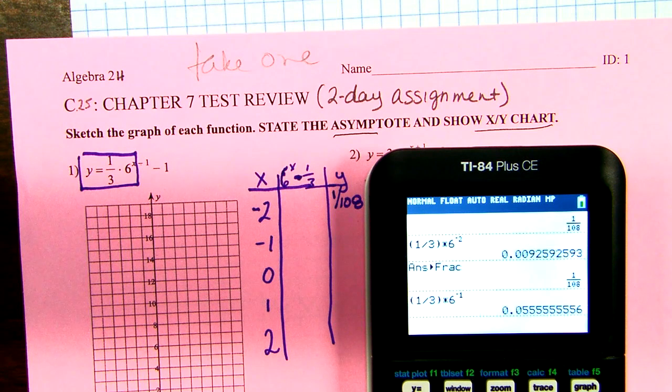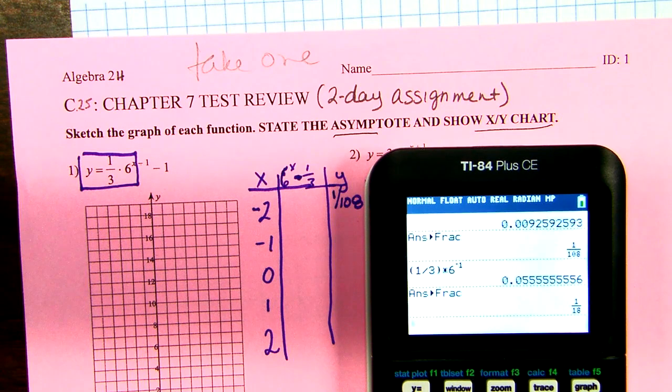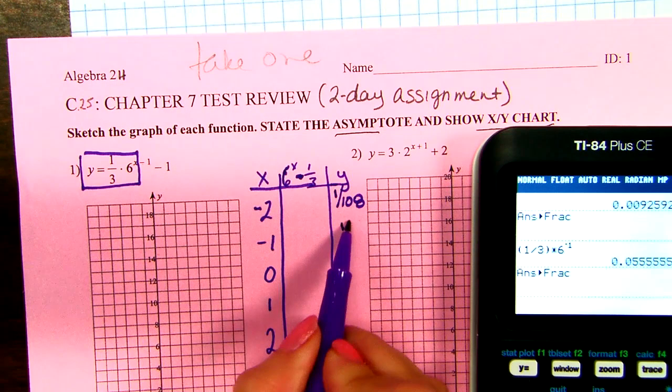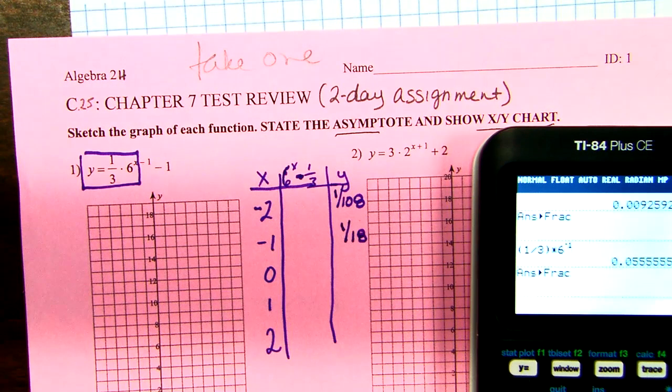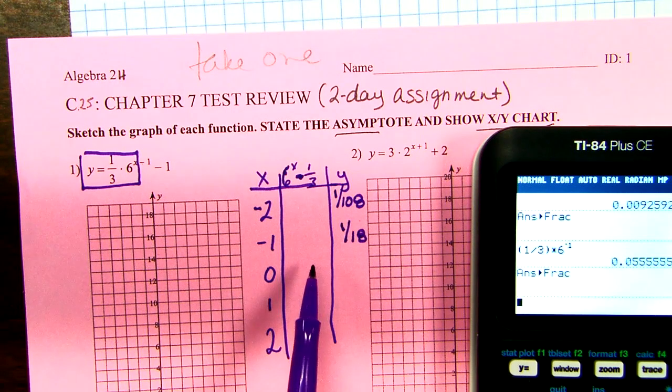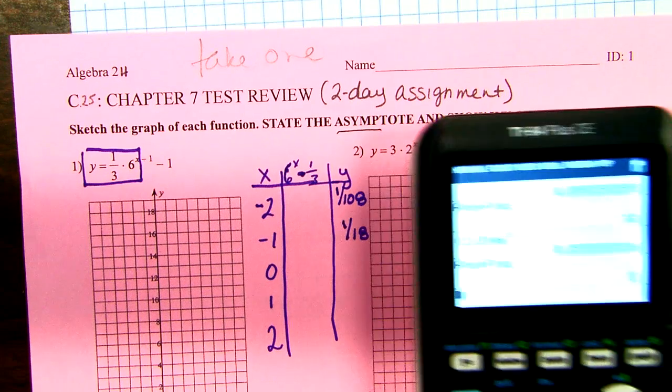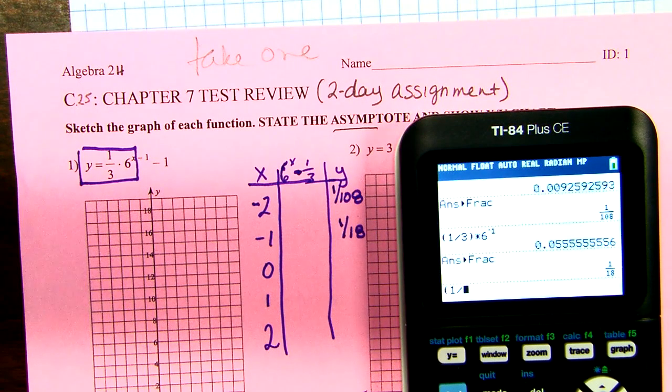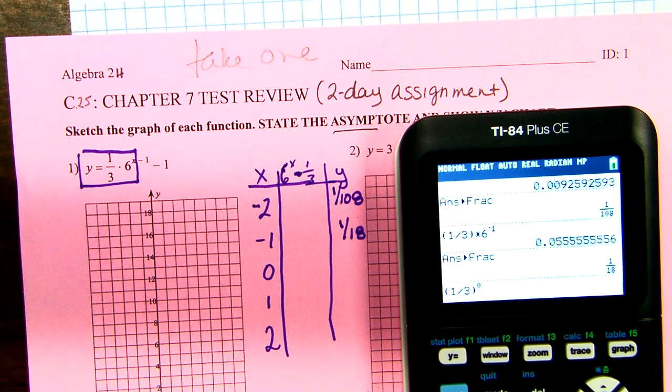And hit math, enter, enter. If you want to, you can write it as a little fraction as well. It's just a little cleaner to write it as a fraction. And you know you're going to get really small numbers here. These are really, really small, but we'll get small numbers. Okay, 1/3 to the power of 0.